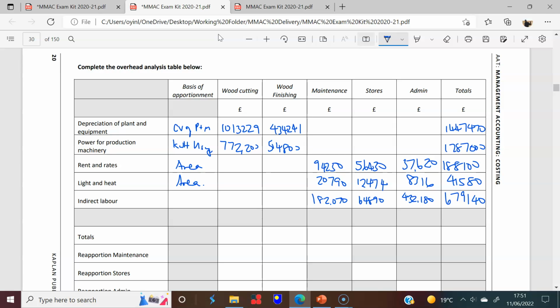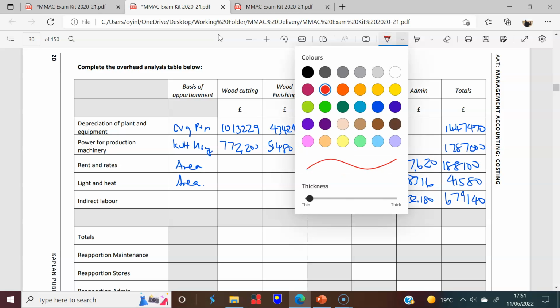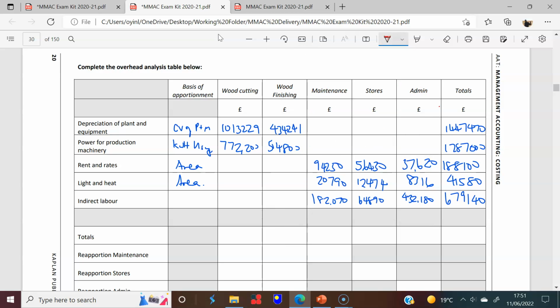So I'll just change my pen color just so that you can see what's going on, what happens next. We're almost done. So now we know what the individual costs are for the individual cost centers. These are cost centers, aren't they? So I can now add this way down to know what these costs are, because I think that's ultimately what we're trying to get to, isn't it?